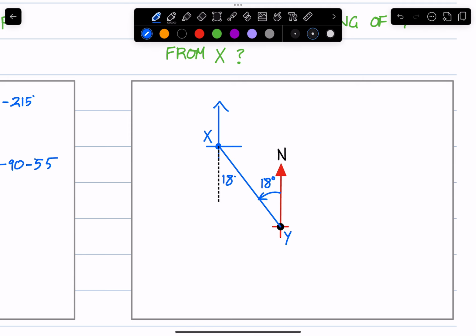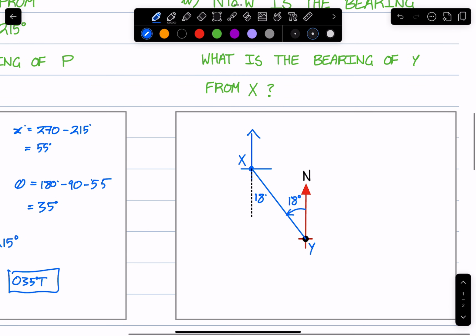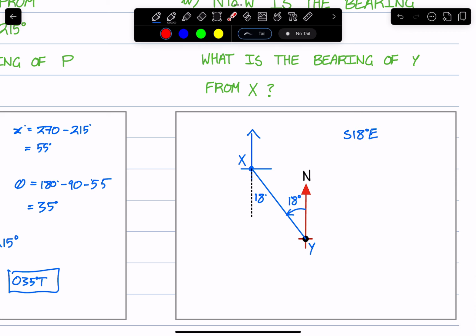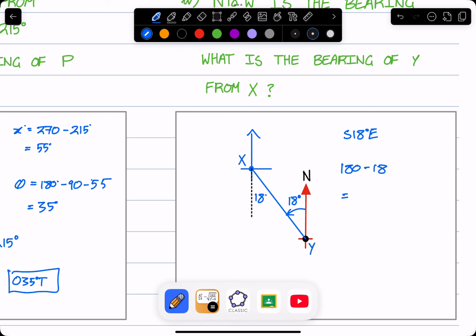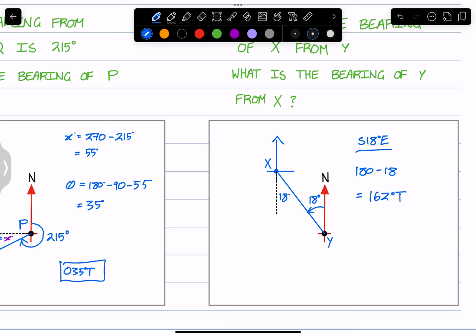Simply as a compass bearing, you can say that this is going to be south 18 degrees east. But if you would like to do a true bearing, so we're finding this angle, that would be 180 degrees minus that 18. So we can find the true bearing as 180 minus 18. That's going to be 162 degrees as a true bearing. Either answer here is acceptable.